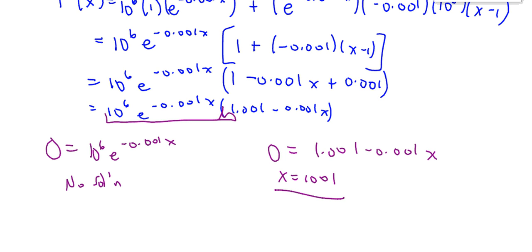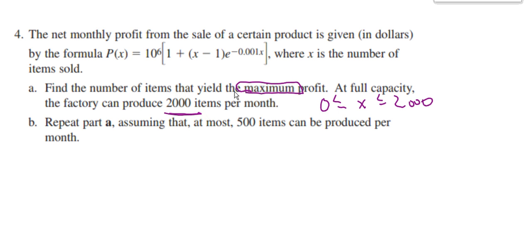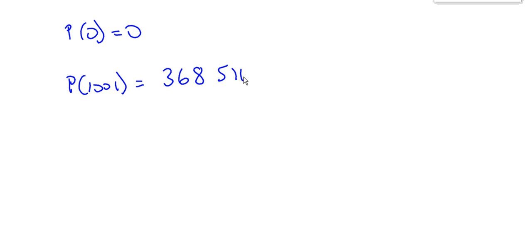So there's one critical value, and if we go back to the question and look at the intervals, 1,001 is in the interval, so I test 0, 1,001, and 2,000 in the function. So just subbing those values into the function. So p at 0 gives me 0 profit. Makes sense. Don't make anything, don't make a profit. If I sub 1,001, I get a profit of 368 million. A whole big nice profit.